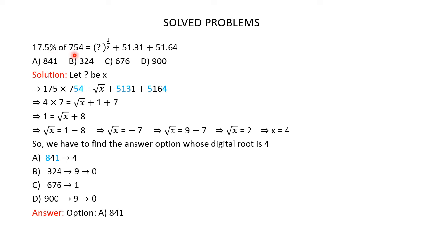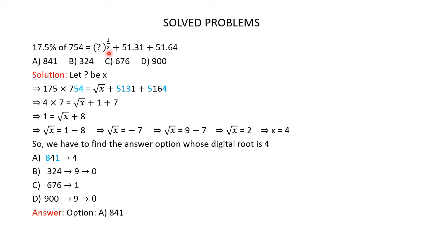17.5% of 754 is equal to question mark raised to the power of half plus 51.31 plus 51.64. You're given 4 answer options and you have to find out which of these answer options can replace the question mark in the given equation. So let question mark be x. You can ignore the percentage sign here.